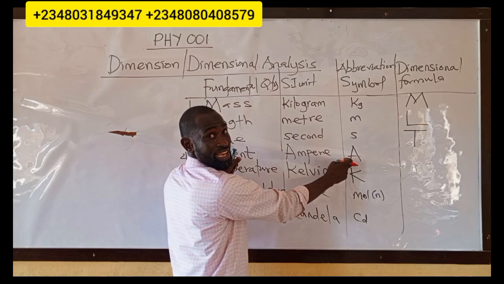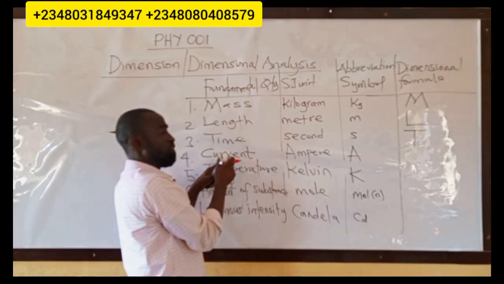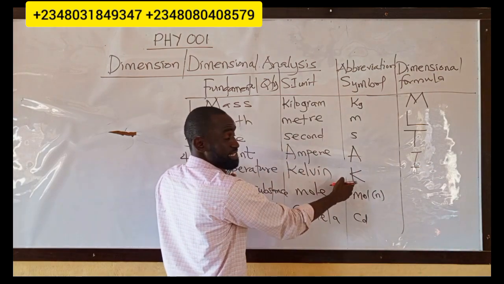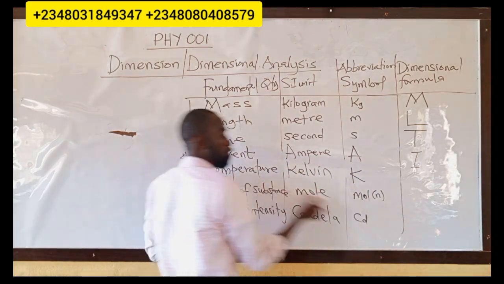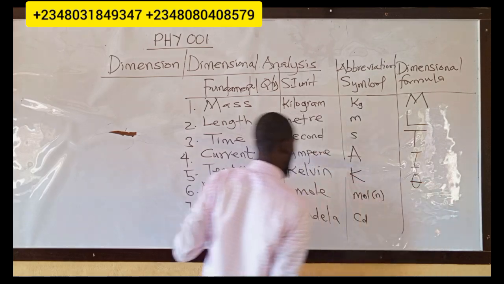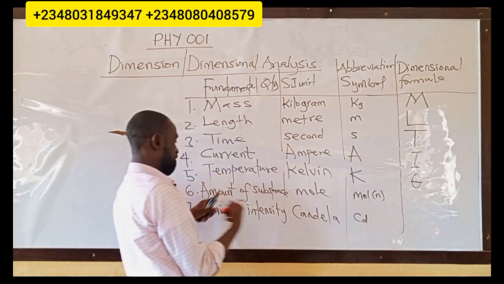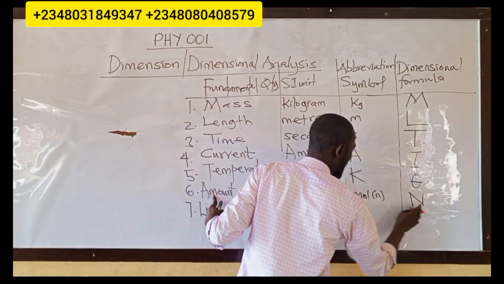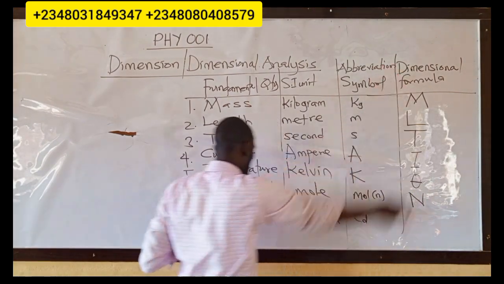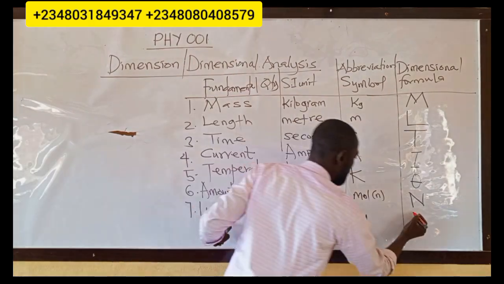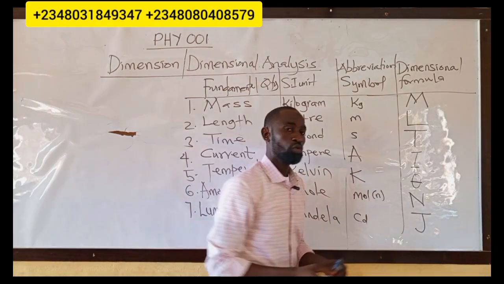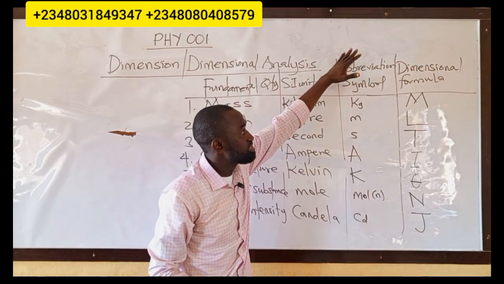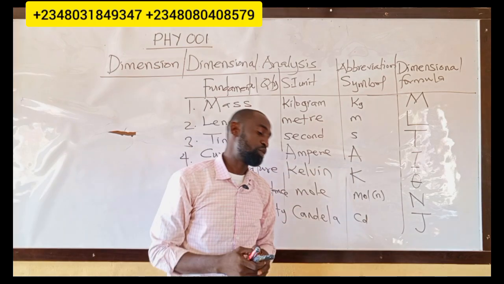Anywhere we see A, which is the symbol for current, we use I. Anywhere we see Kelvin, which is the symbol for temperature, we use theta. Then anywhere we see mole, which is the symbol for amount of substance, we use capital letter N. Then anywhere we see cd, which is the symbol for luminous intensity, we use capital letter J. So these are the dimensional formulas, or these abbreviated symbols. Are you with me?